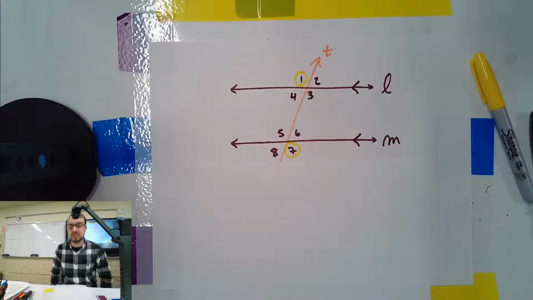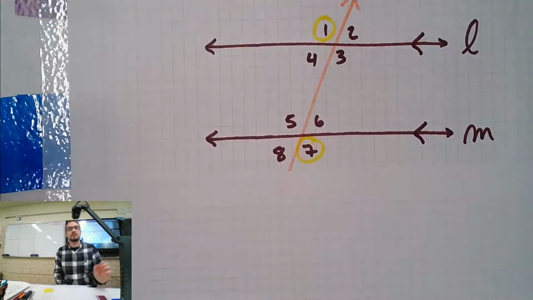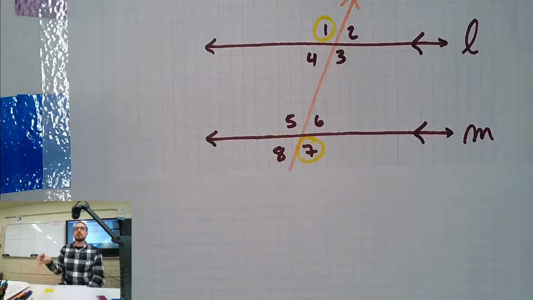So we're going to prove 1 and 7 congruent or supplementary. What do you think? 1 and 7, are they going to be congruent or supplementary? What do you think? We have descent amongst the ranks.